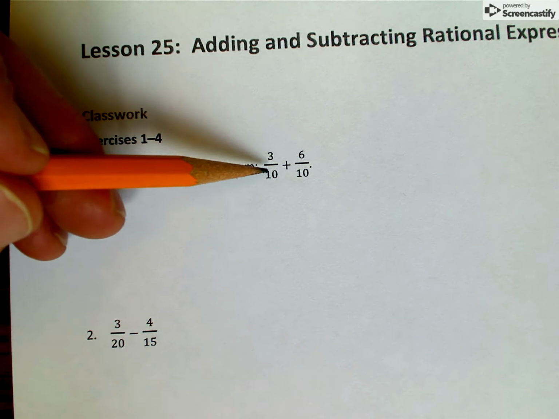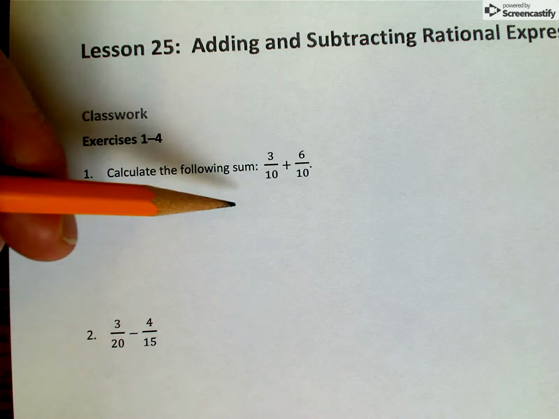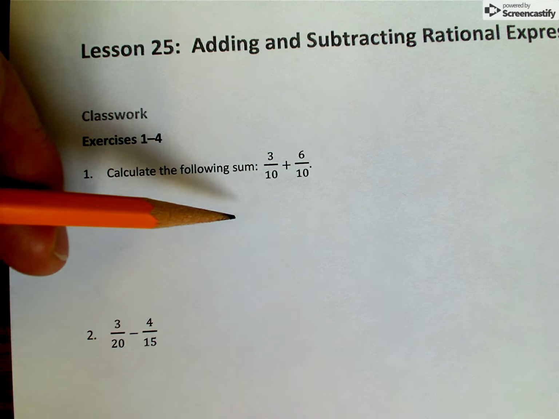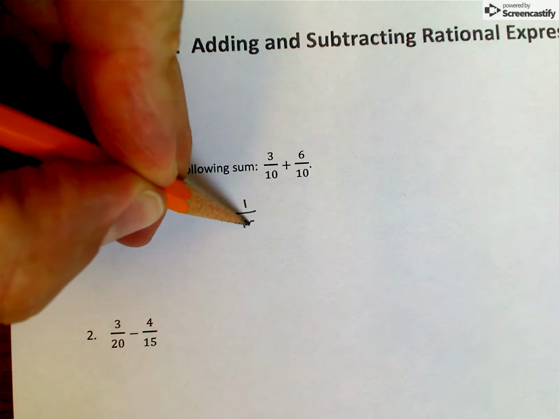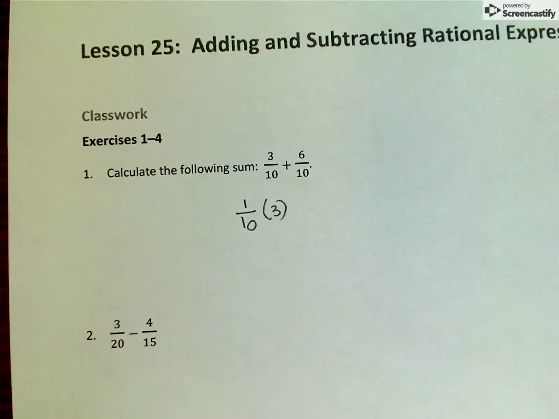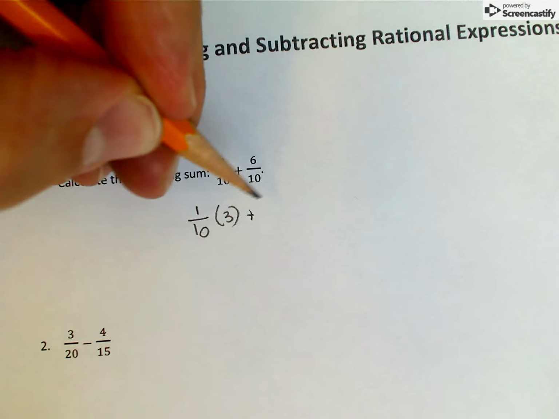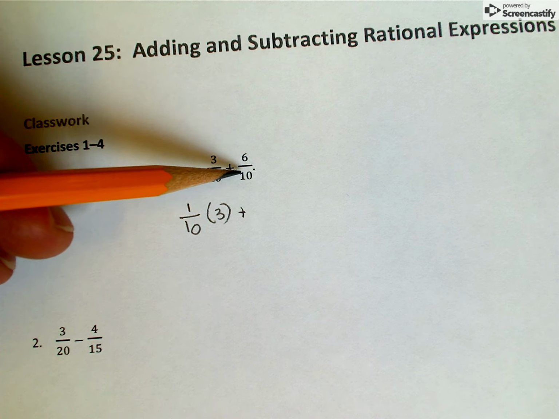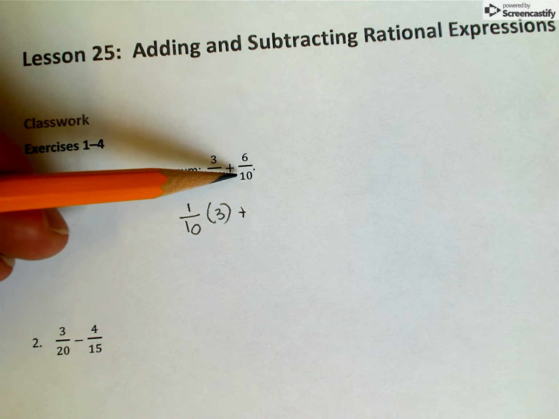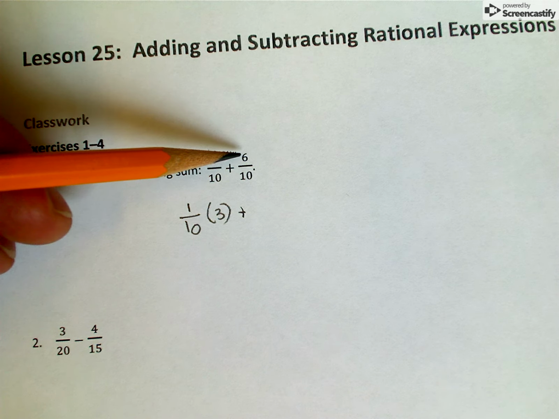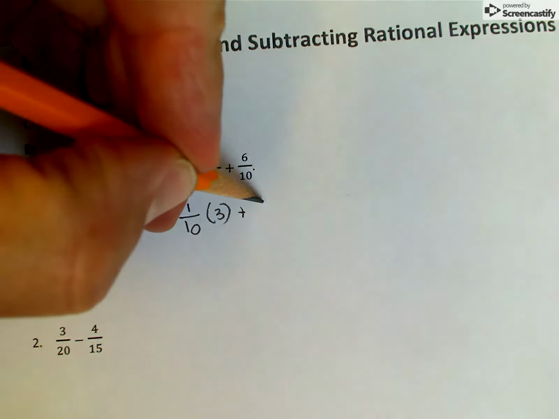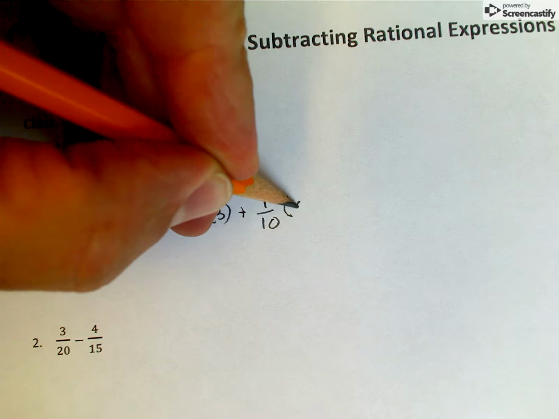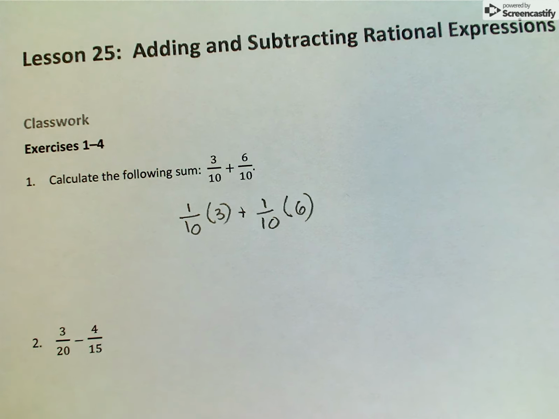Imagine 3 divided by 10. That's like taking 1/10 of 3. And I'm going to write that like this. And to it, I'm going to add 1/10 of 6. That's what dividing 6 by 10 really is. It's taking 1/10 of 6. And so I'm going to write that this way.